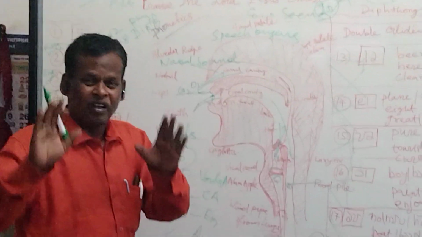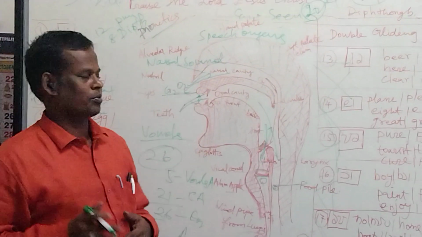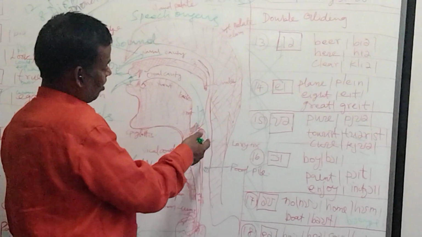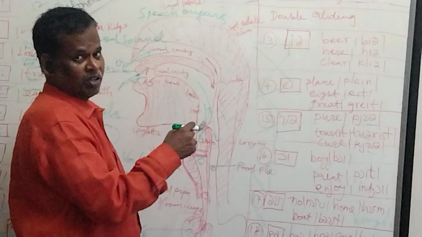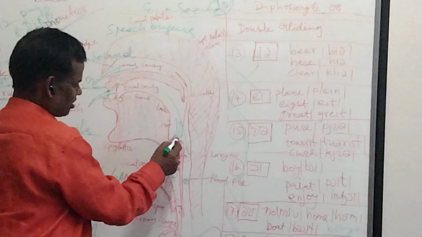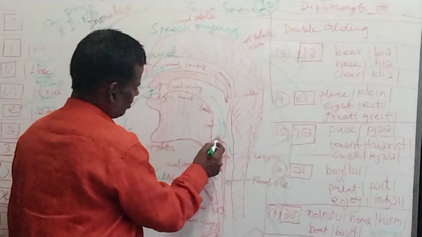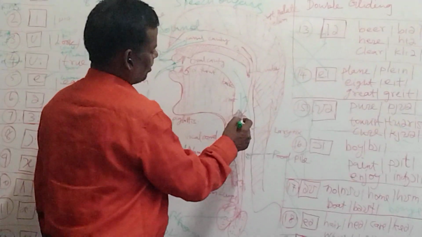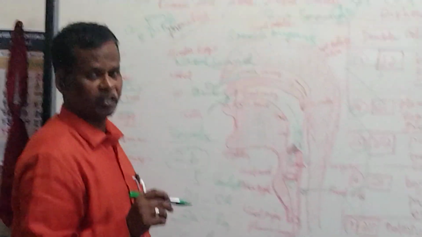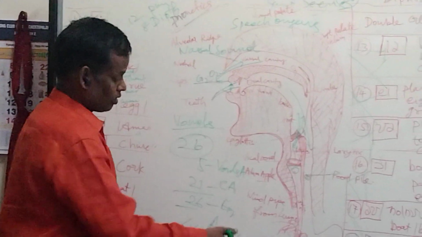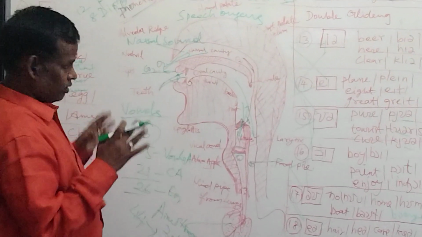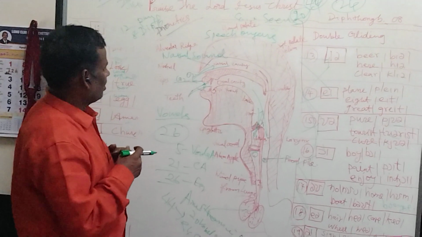So at the time of eating, we should not speak, and at the time of speaking we should not eat. At the time of eating, the passage is closed by the glottis and the soft palate. If you speak while you have food in your mouth and any piece enters there, we may definitely die. If the lungs are very strong, we can survive in this world. These are the speech organs we have.